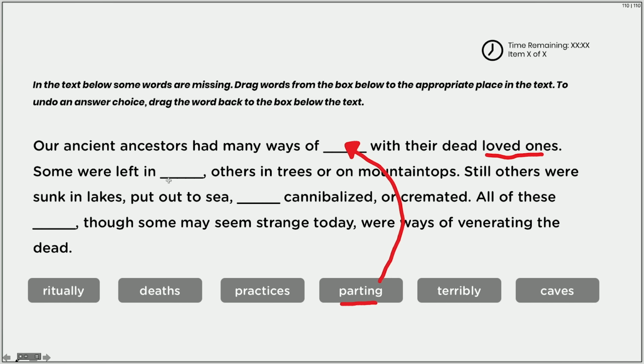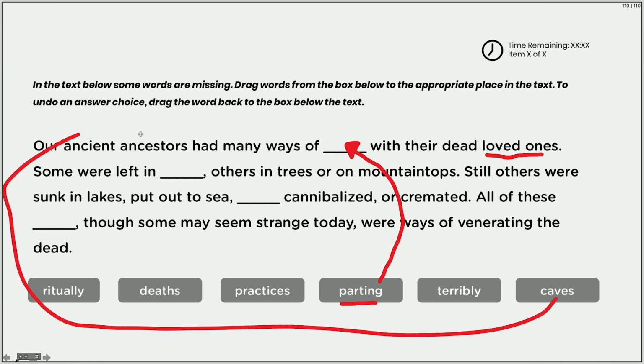Some were left in. Okay, well, we can see here trees and mountaintops, for example, and here we have the word caves. So I'm going to take this right around here. Some were left in caves. There you go. That's correct there. Still, others were sunk in lakes, put out to sea. Now here we have a past participle, almost looks like a past tense verb. We need an adverb here, ritually cannibalized.